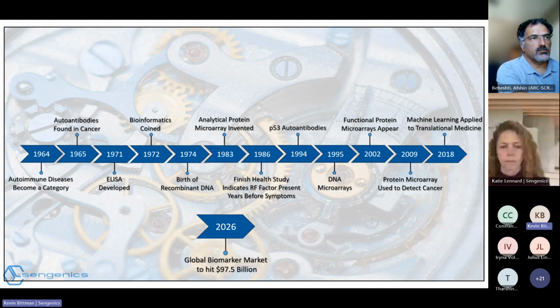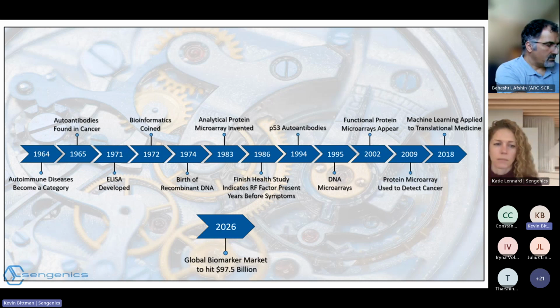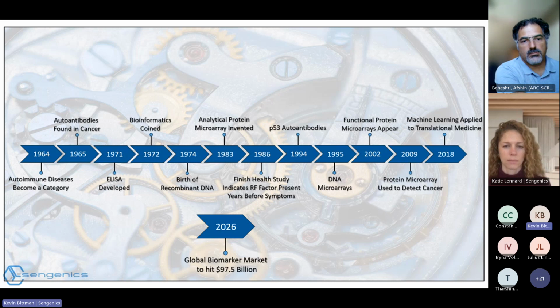And this is going to be important because one of the core features of our technology, it's a protein microarray, right? And it relies on patient sera, which contains antibodies. So in 1890, antibodies were discovered. But I don't know if you knew this, autoimmune diseases weren't considered a category until 1964. Now, this is kind of important because if you take a look at the chart here, autoimmune diseases are categorized in 1964. Autoantibodies were discovered in 1957.